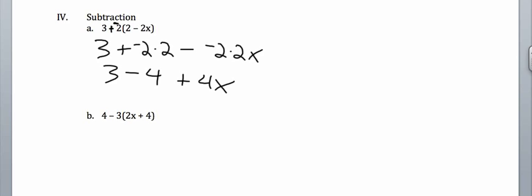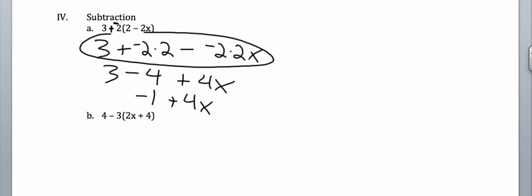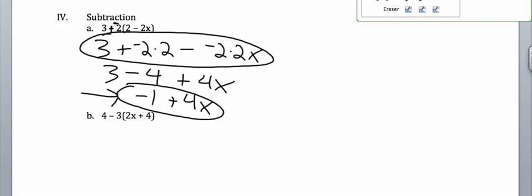I can combine my like terms. 3 minus 4 is negative 1. Okay, if you don't want to show this intermediate step, you don't have to. As long as you can get to your answer, that seems fine. But definitely make sure that when you see subtraction before parentheses and you're distributing, you make sure you're distributing a negative. Okay, so try B on your own, pause, and then come back and I'll show you what that answer is.